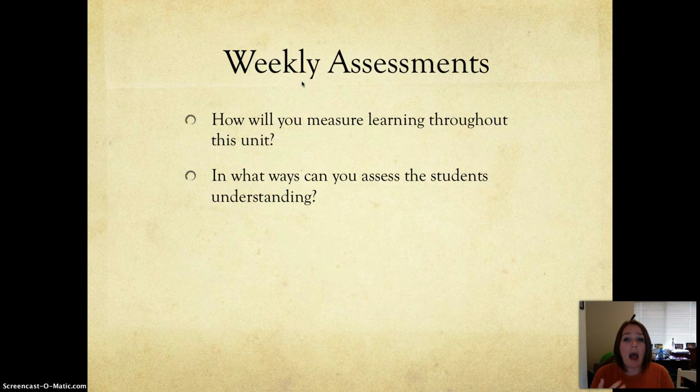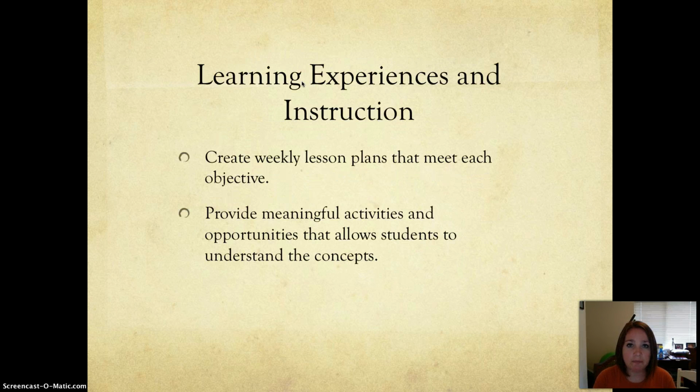So, how are you going to measure the learning throughout the unit, and in what ways can you assess the student's understanding? I do not just want pencil and paper tests each week. We don't need to do checkpoints every single week to make sure that they understand. Assessments can look in many different ways. So get creative and think about all the different ways you could assess your student.